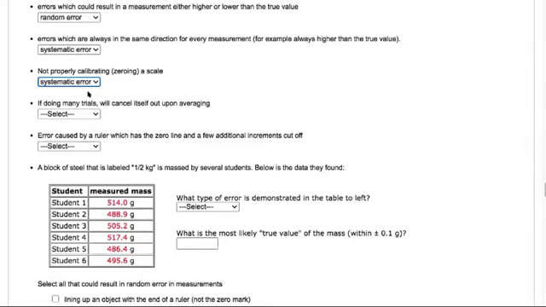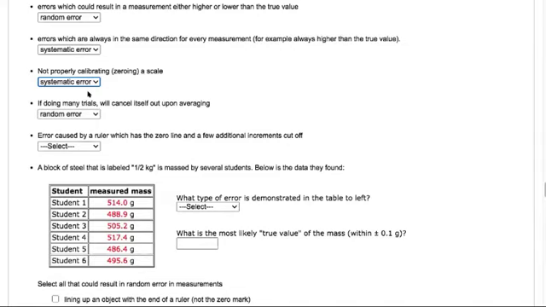Now, if you are doing many trials, which form of error will cancel itself out when you average all those trials? The answer there would be random error, because half of them will be too high and half of them will be too low, so averaging all of your trials will give you the best result, which is somewhere in the middle. Does that make sense? Yeah, it does. Okay, cool.